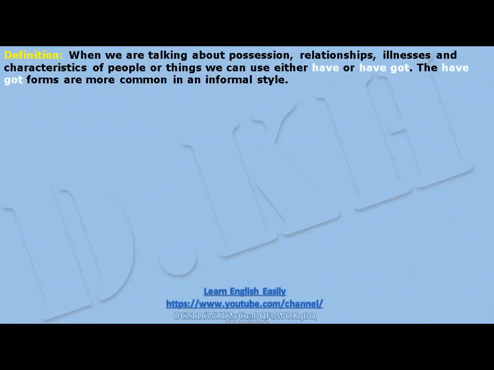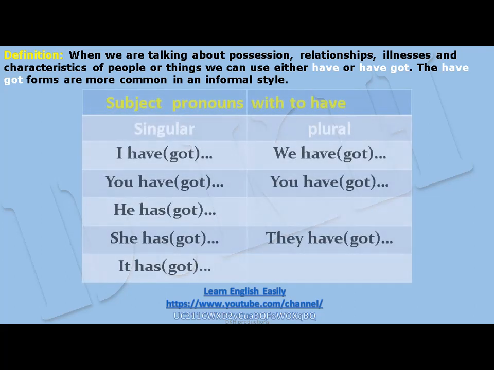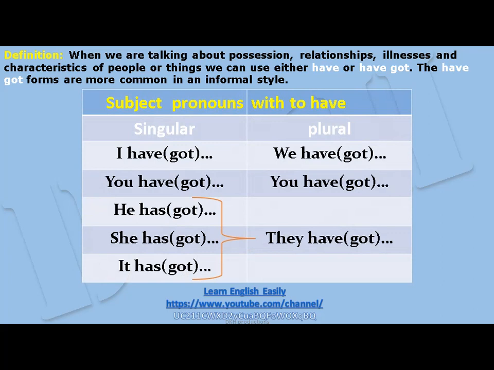Definition: when we are talking about possession, relationships, illnesses, and characteristics of people or things, we can use either have, or have got. The have got forms are more common in an informal style. Subject pronouns with to have. I have, you have, he has, she has, it has. We have, you have, they have.